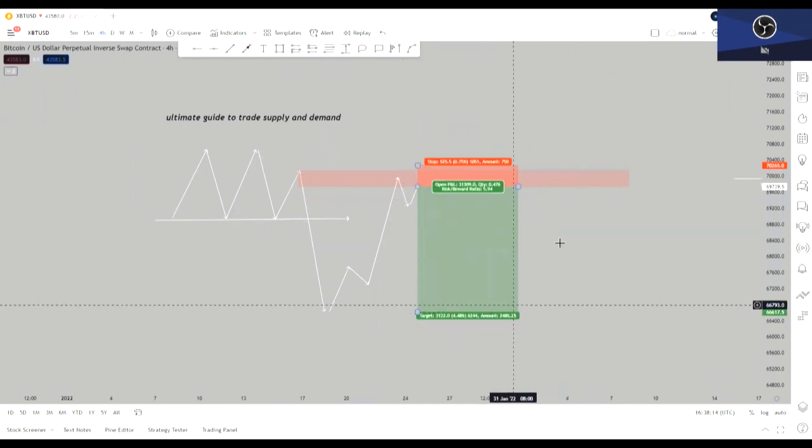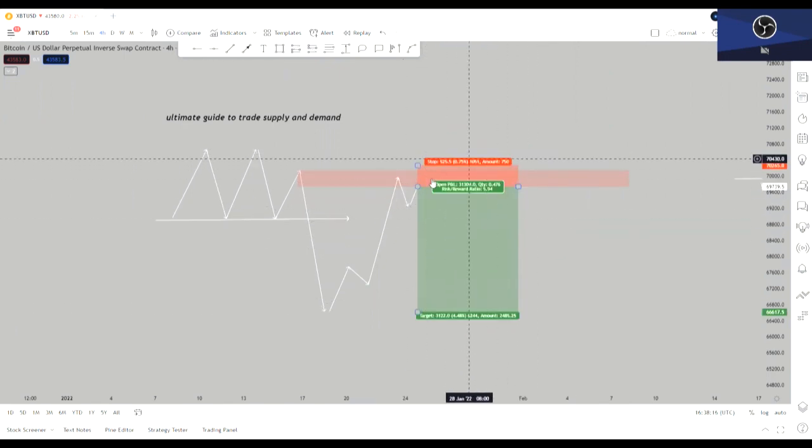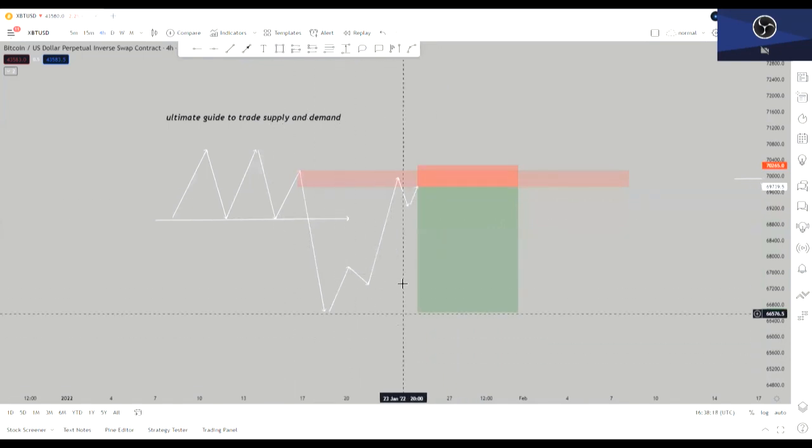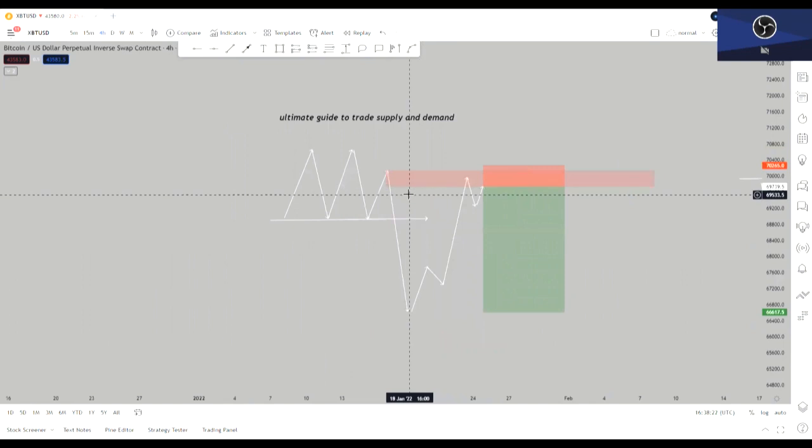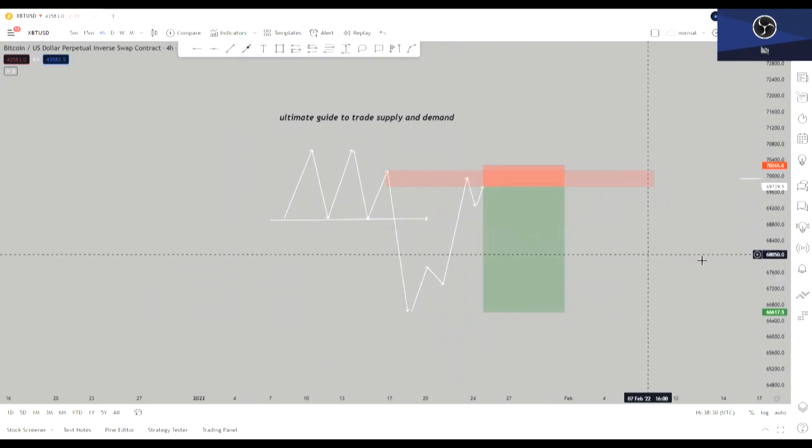And this is what you want to do. You want to sell when the price is high, and you want to buy when the price is low. So basically the supply and demand areas will give you a technique to identify when price is high or when prices are low.